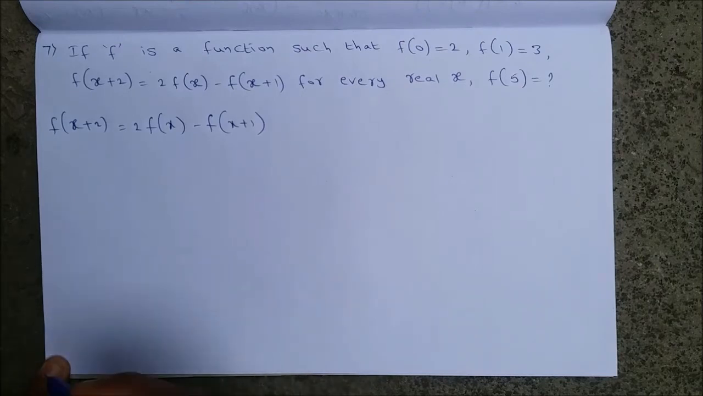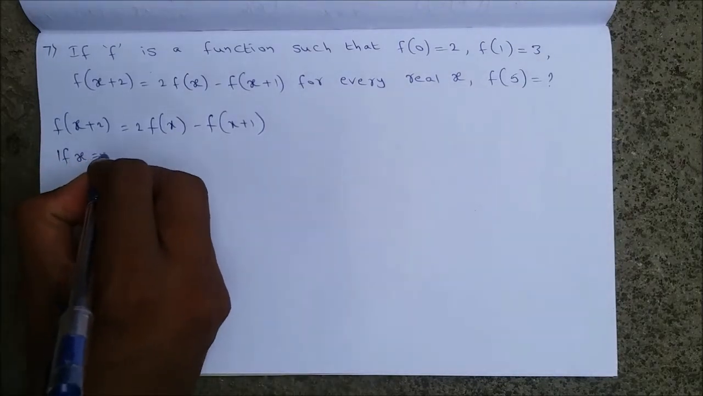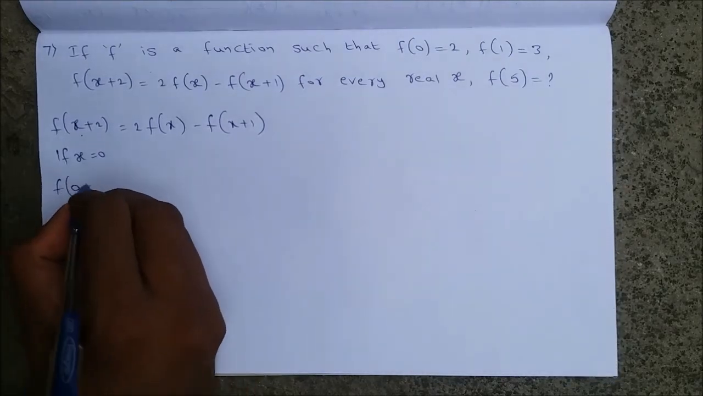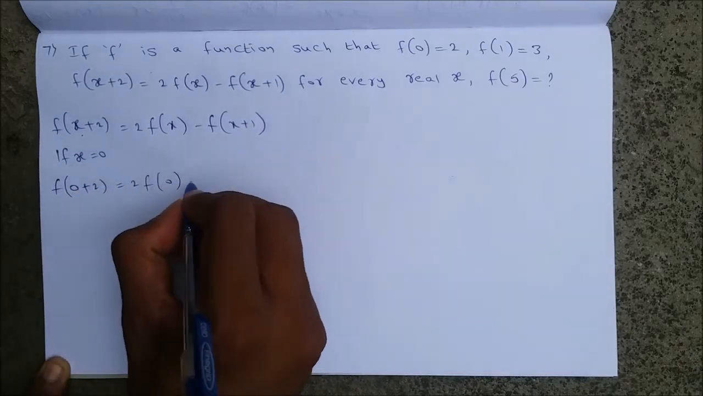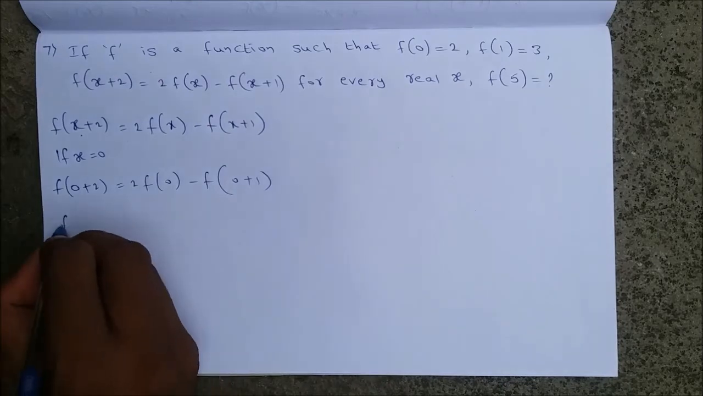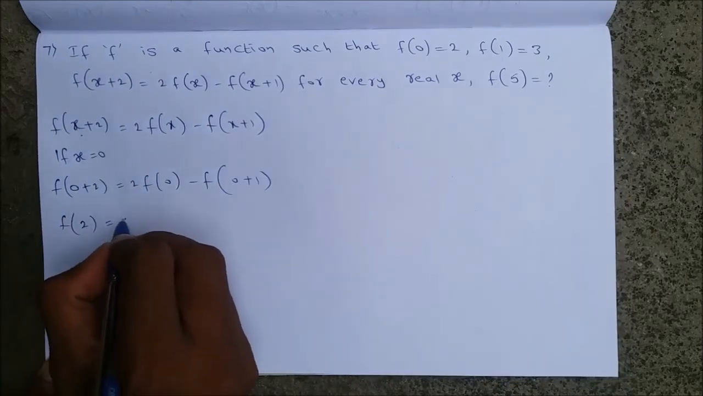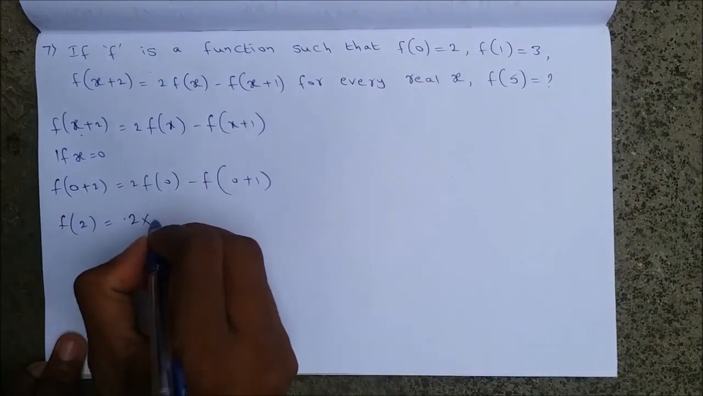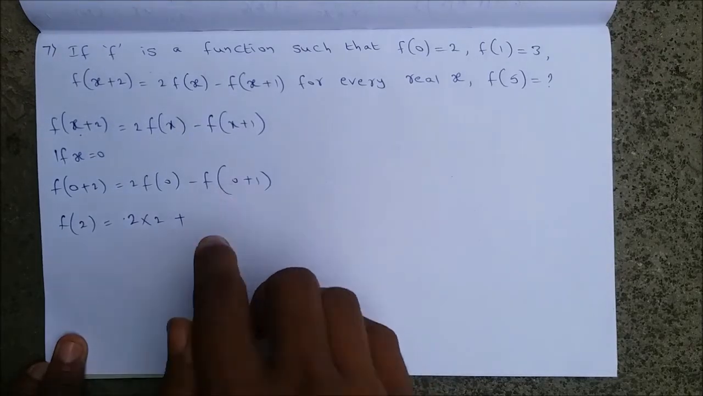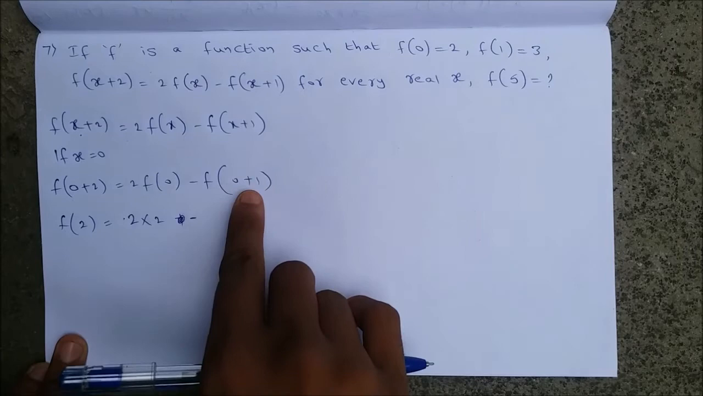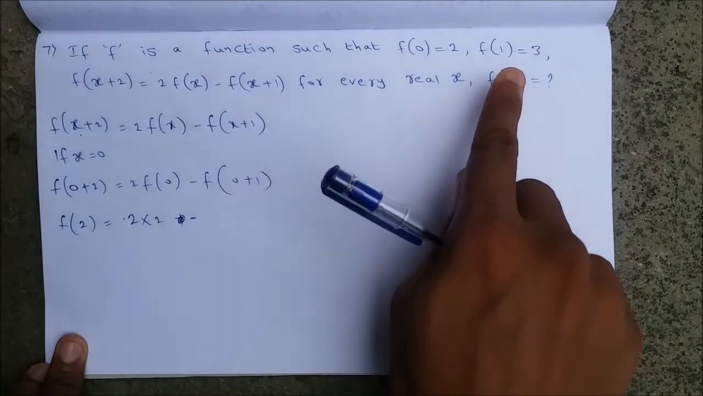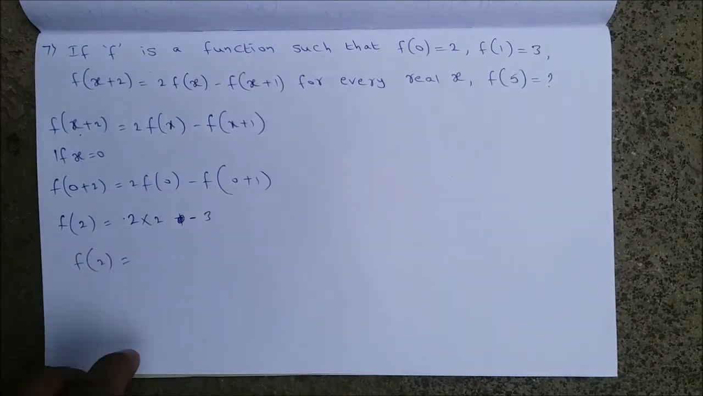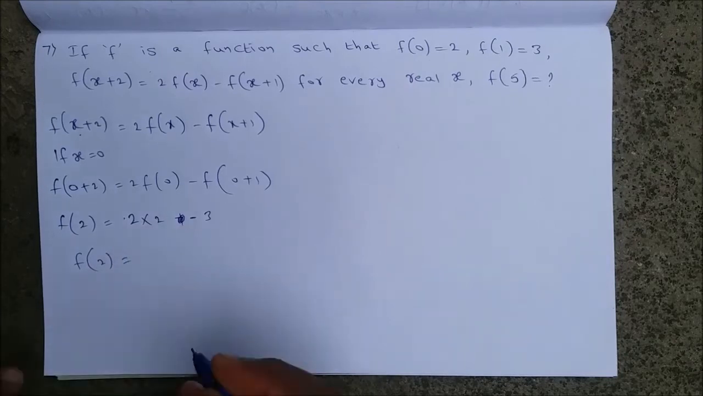So one by one I will substitute numbers. First I am substituting x is equal to 0. So f of 0 plus 2 is equal to 2 into f of 0 minus f of 0 plus 1. So f of 2 is equal to, f of 0 value is 2, so 2 into 2 minus f of 0 plus 1. 0 plus 1 is nothing but 1, so f of 1 is 3. So f of 2 value is 2 twos are 4, 4 minus 3, 1.